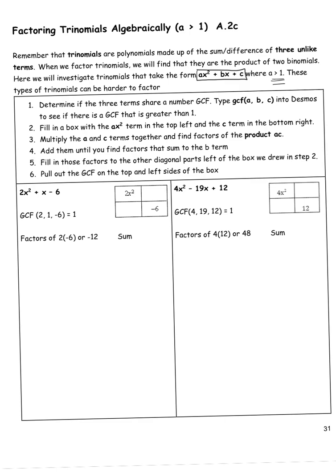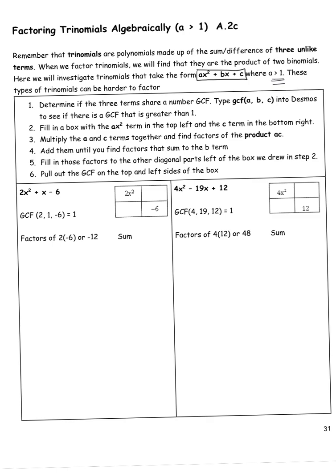All right, so the first thing we're going to look at is to determine if there is a GCF between the terms a, b, and c. We're not going to use Desmos to help us. We're just going to focus on seeing if we can do it ourselves. Then we're going to fill in the box with the ax squared term in the top left and the c term in the bottom right. Multiply your a and c terms together to find the factors of the product of a and c. Add them until you find the factors that sum to the b term. Fill in the factors in the diagonal parts of the box. And then you're going to pull out a GCF from the top and the sides.